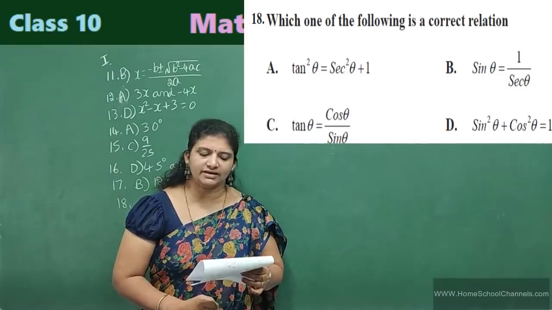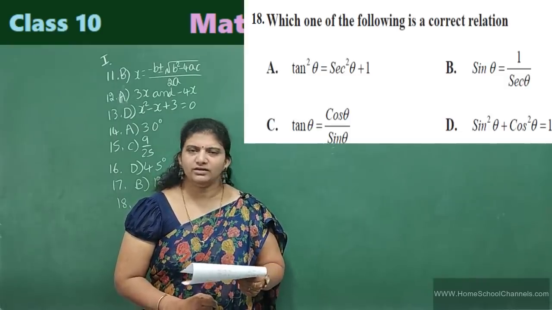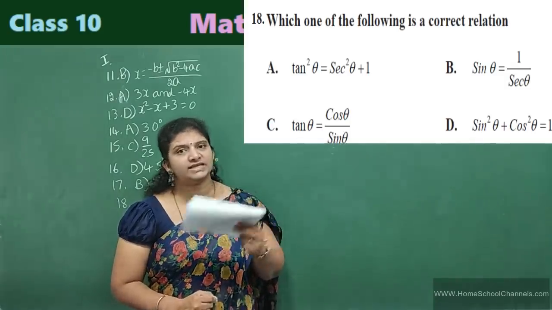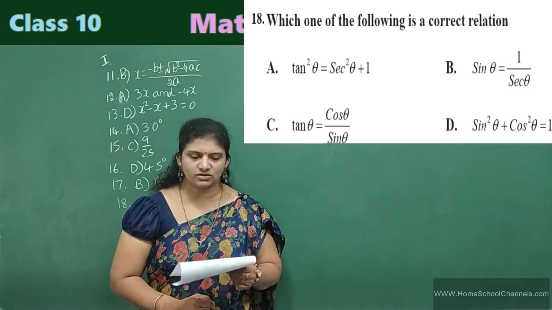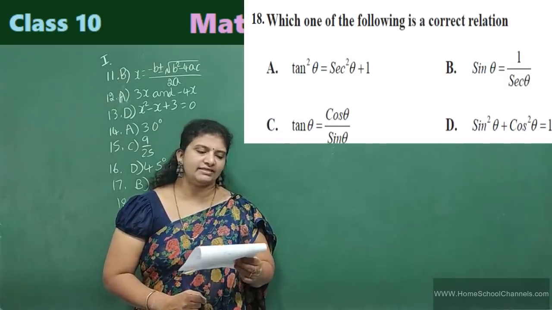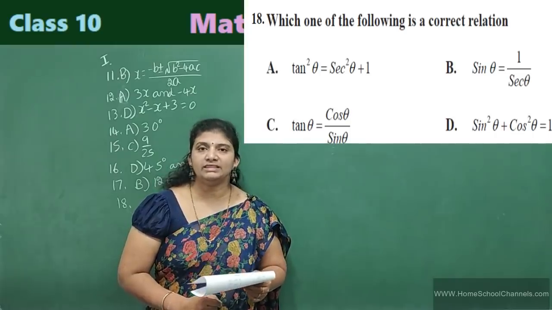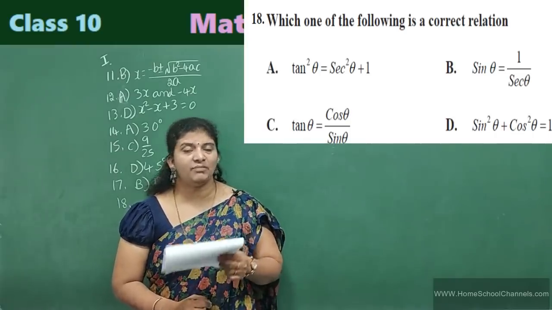Option B, sin theta is equal to 1 by secant theta. Is it right? No, sin theta is reciprocal of cosecant theta. This option is also wrong. Option C, tan theta is equal to cos theta by sin theta. No, tan theta is equal to sin theta by cos theta.